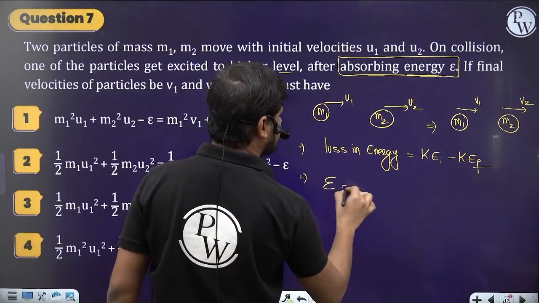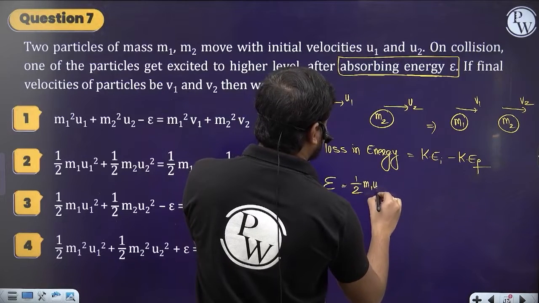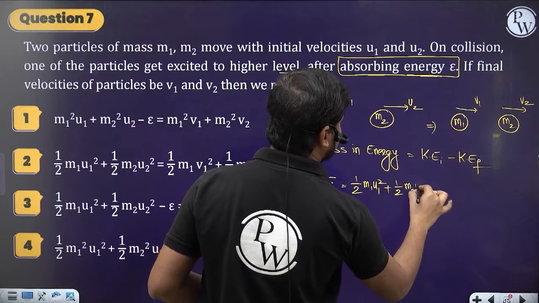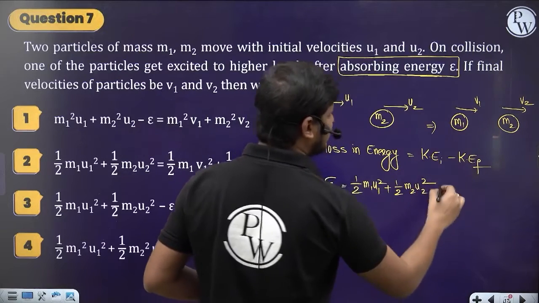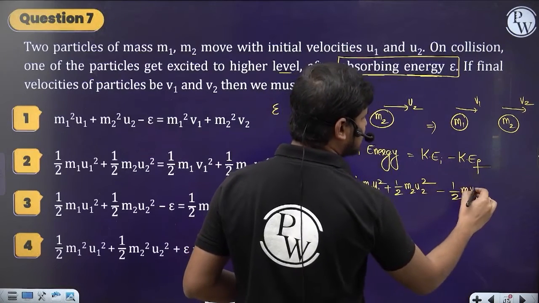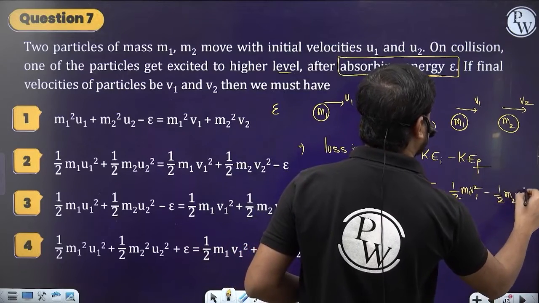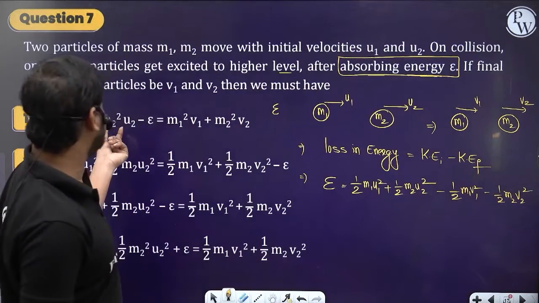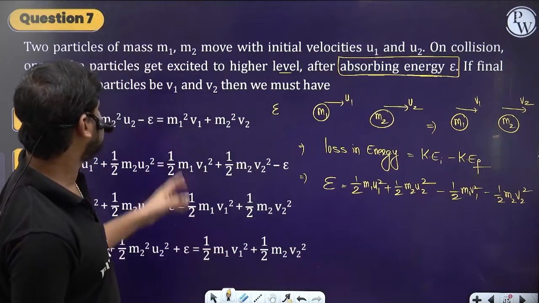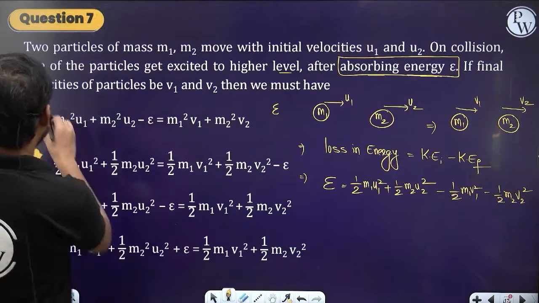Epsilon is equal to, what is the initial kinetic energy? Half m1 u1 square plus half m2 u2 square, and then final kinetic energy minus half m1 v1 square, I am just multiplying with the minus directly, so minus half m2 v2 square. So check this option, m1 u1 square plus m2 u2 square minus epsilon is equal to m1 v, so no, not this one.